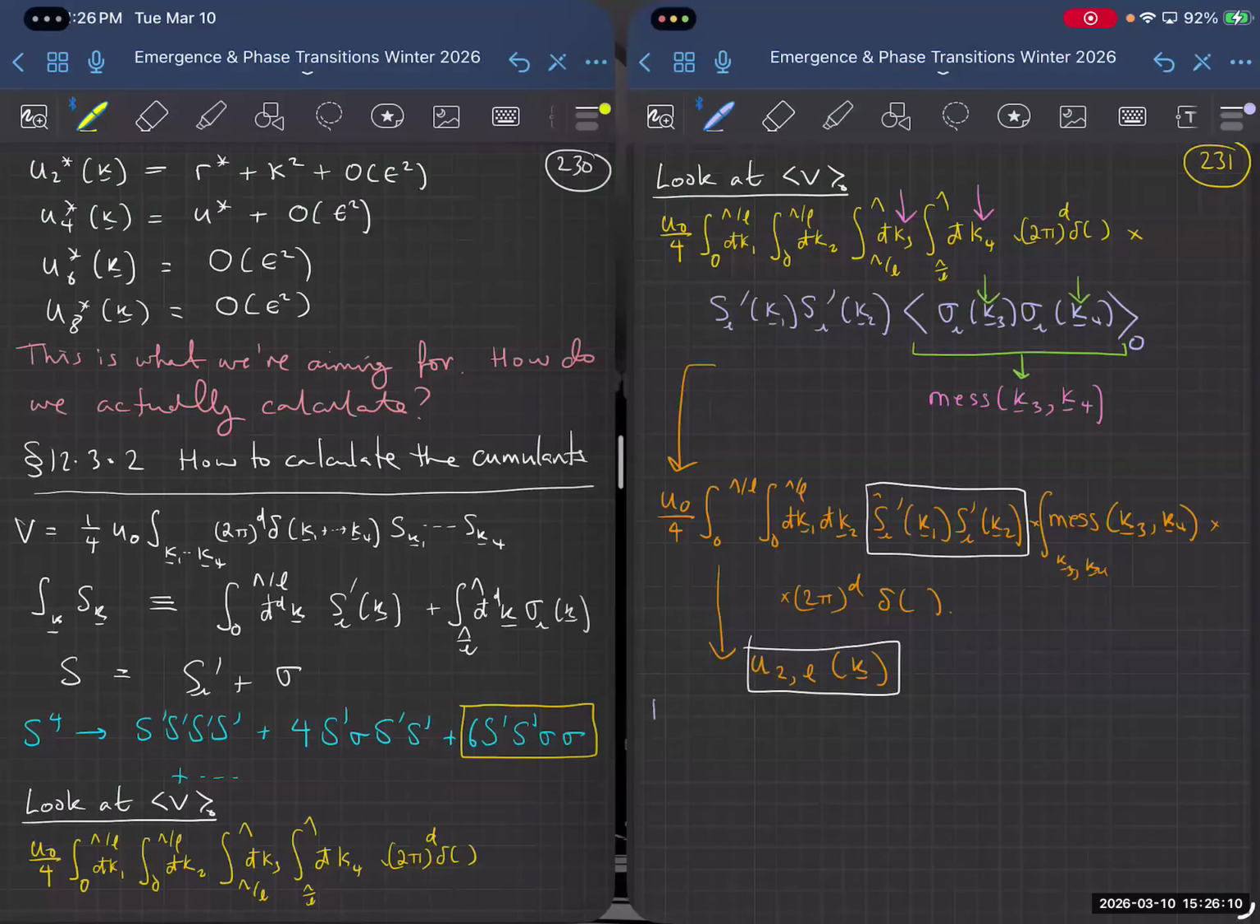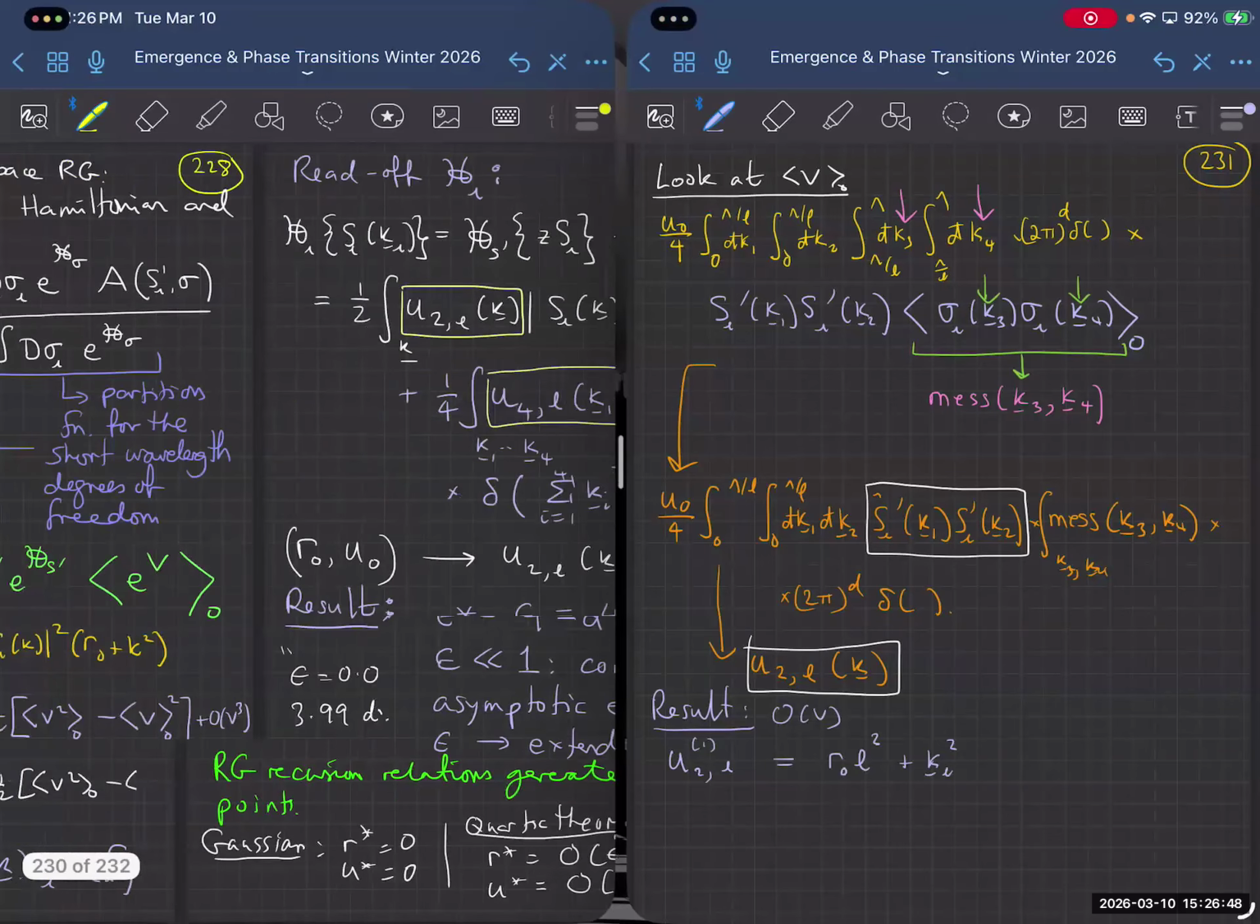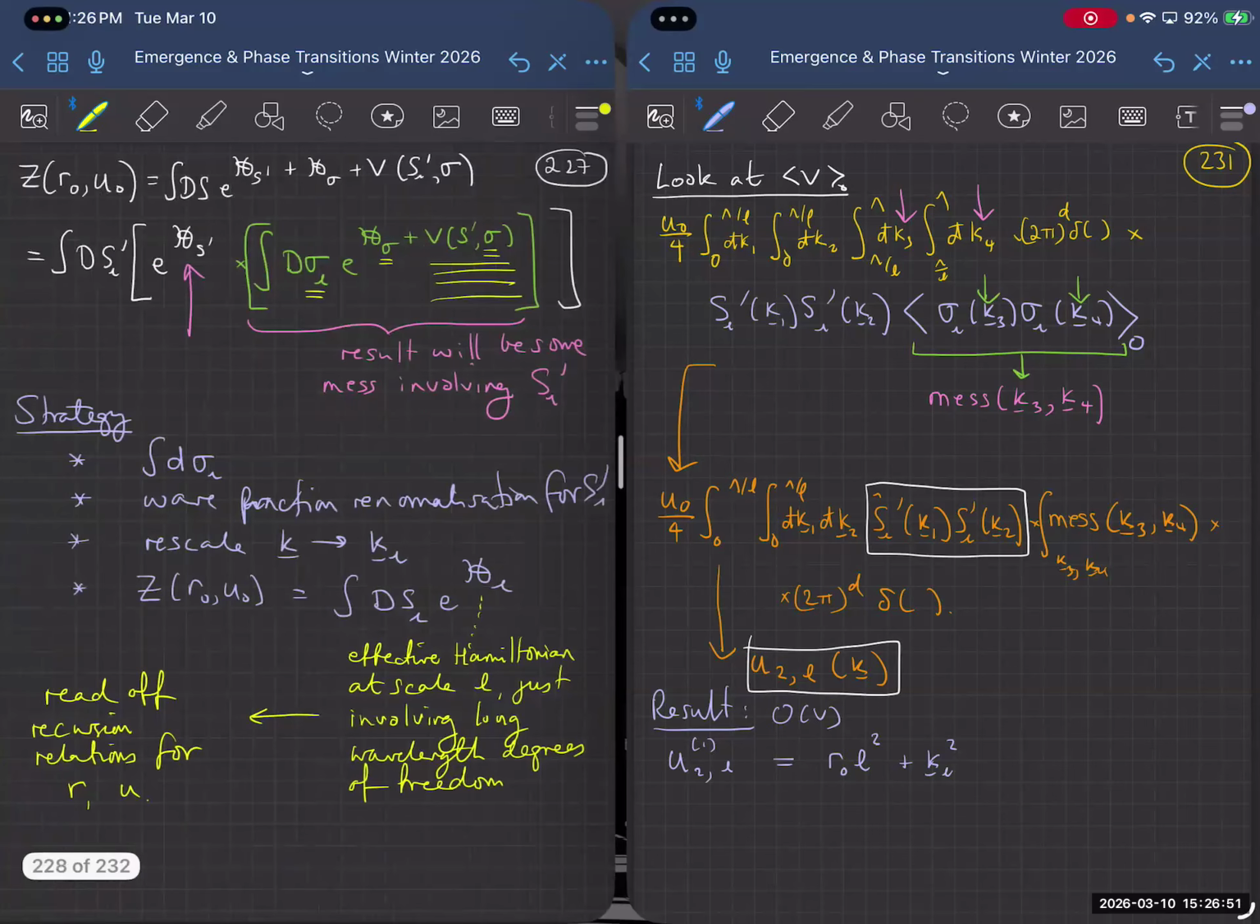Okay, so now I'm going to tell you what you get when you do the honest calculation. And you can look through chapter 12 of my book. Here's what you find after you've done all this. This is what you get. u_2L, at least to first order in v, so we'll call it u_2 first order, is equal to this. r0_L squared plus k_L squared. Okay, let's go back to what we did before with the Gaussian theory last time.